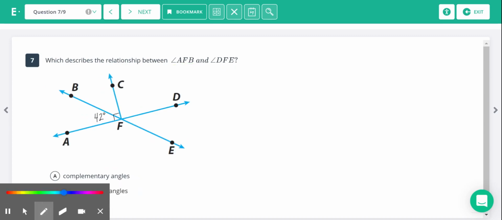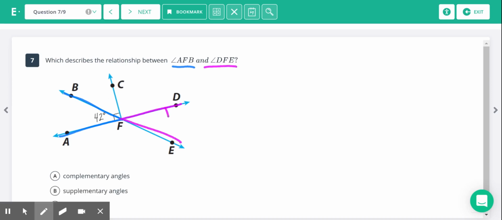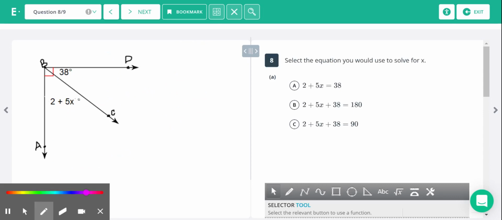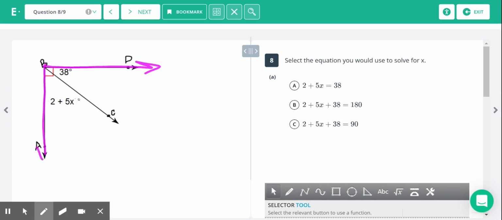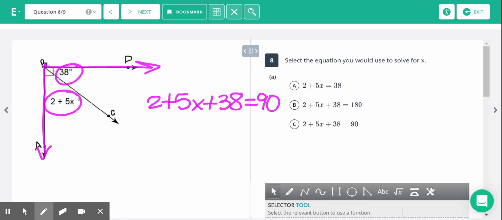Number 7, which describes the relationship between AFB and DFE? We learned this in the previous one: these are vertical because they are opposite and they share a vertex, so they are congruent. Number 8, select the equation you would use to solve for x. In this situation, I see a complementary angle pair of two angles that add to 90 degrees. So this would be 2 plus 5x plus 38 equals 90, and that would be letter C.